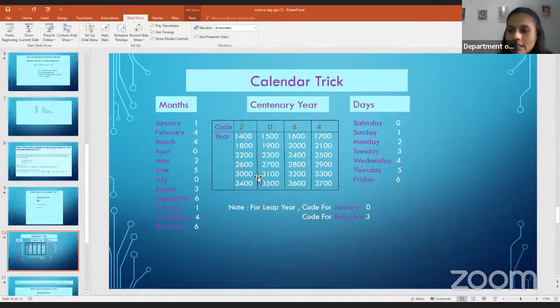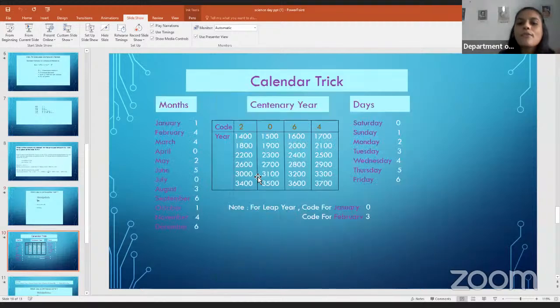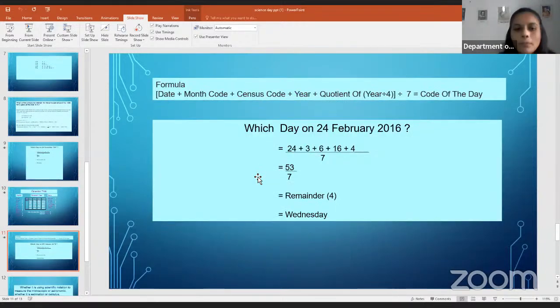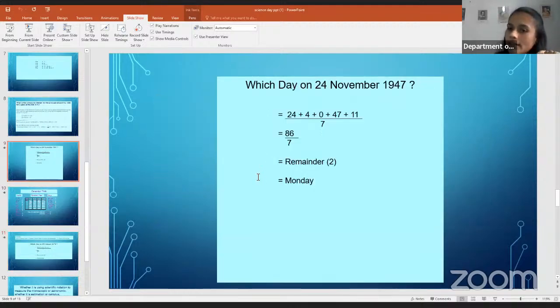Okay, now we will see the problem which we have seen here. We have to find out which day is on 24th of November 1947. For this the formula is date plus month code plus century code plus year plus quotient of the year when it is divided by 4. And we are going to divide the sum of all these terms by 7. Then we will see the remainder, and that remainder will be the code of the day.